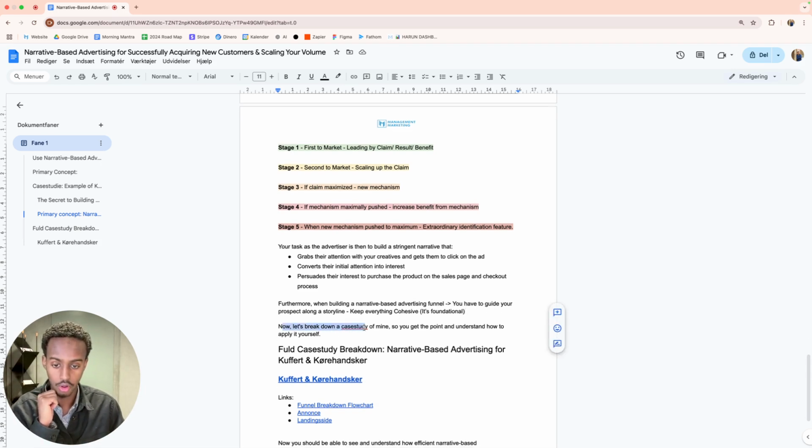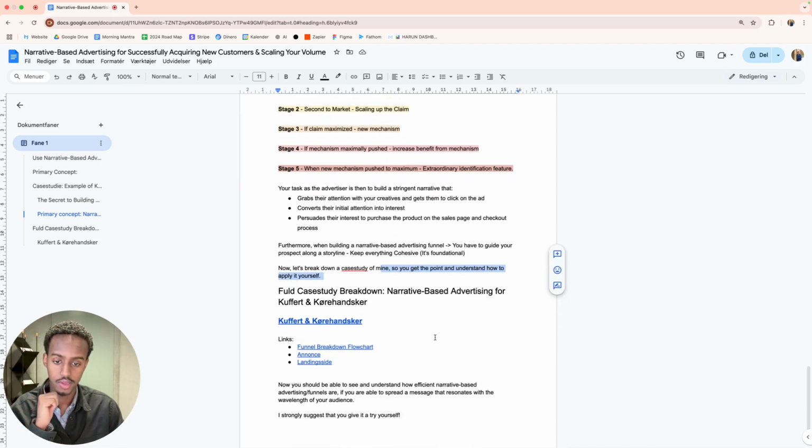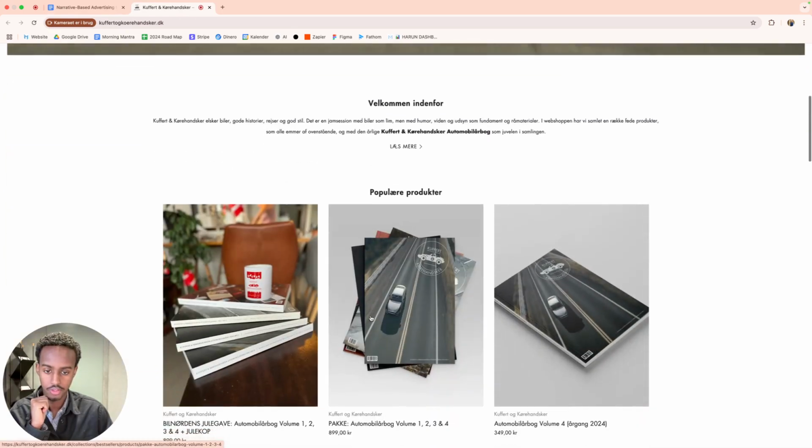Now, I essentially want to break down a case study of mine that I briefly talked about earlier, so you can get the point and understand how to apply this for yourself. And the case study that we will essentially look at is Kuffer Kørhansker, a great client of mine, as I said, a Danish brand that sells road books.